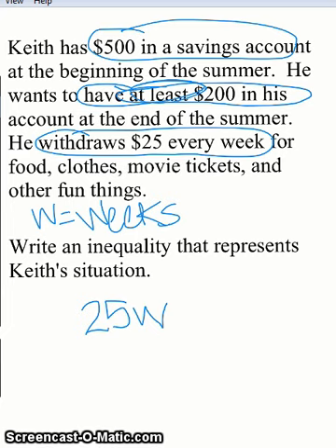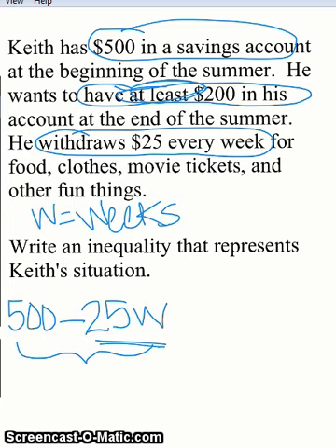Since he's spending it, he'll be taking it out of his account. His account started with $500, and he's taking this amount, 25W, or 25 times however many weeks, out of his account. So this is what's going to be left in his account. He starts with $500 and he removes this amount of money right here. So this is what he's got left in his account.